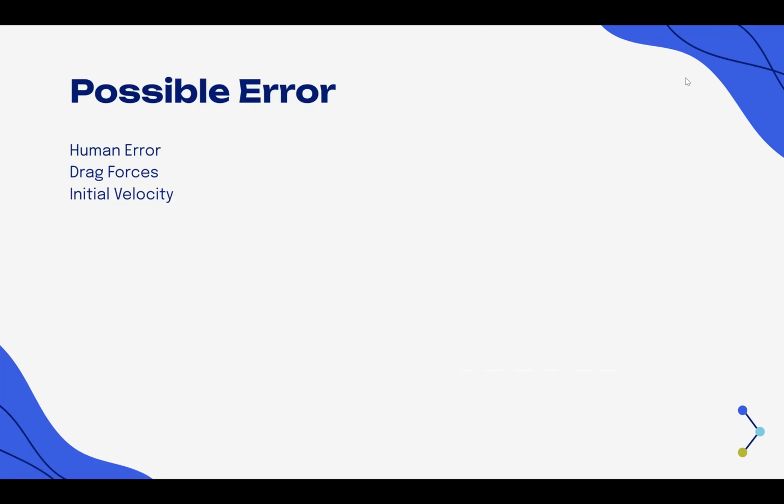So possible errors, of course, there could be human errors due to the way it could not be aligned or tracker issues. There's also drag forces due to the air resistance, and also the initial velocity may not have been zero in this case.